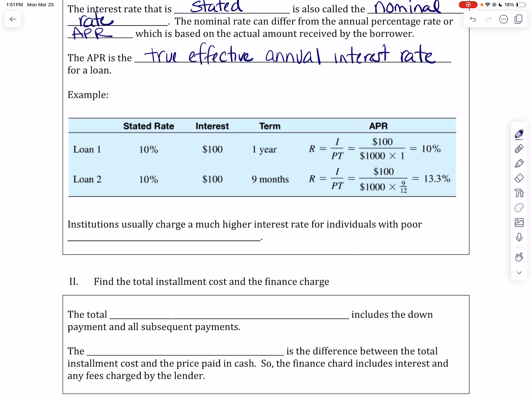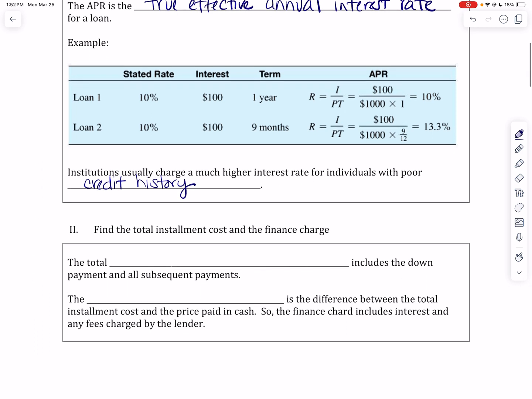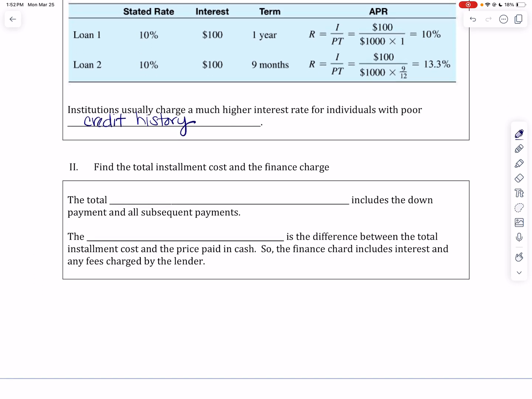So usually institutions will charge a much higher interest rate to people who have a poor credit history. Just like we talked about those credit cards in the last section, we don't want to have too many credit cards with lots of unpaid balances because that is going to hurt our credit history.